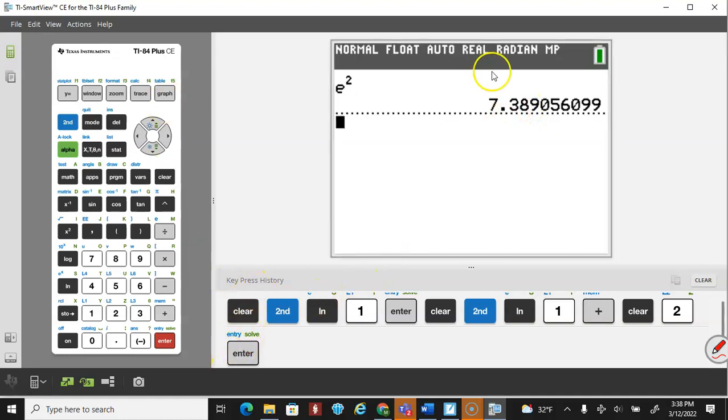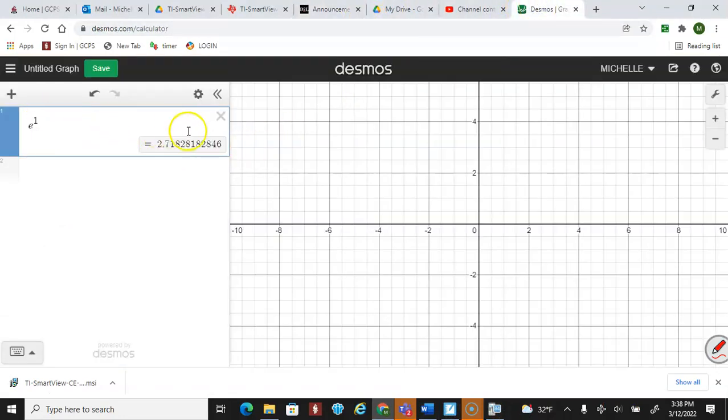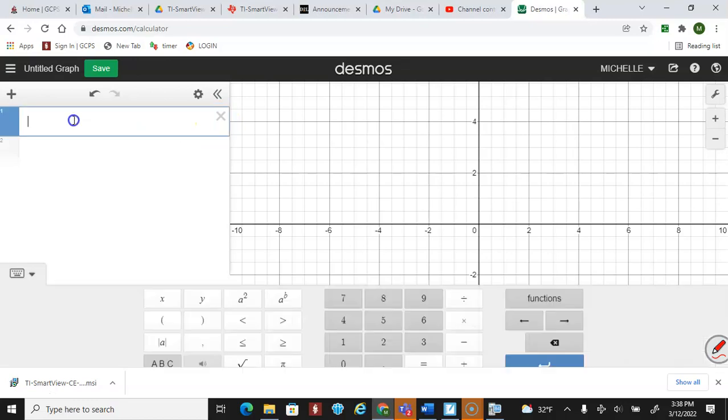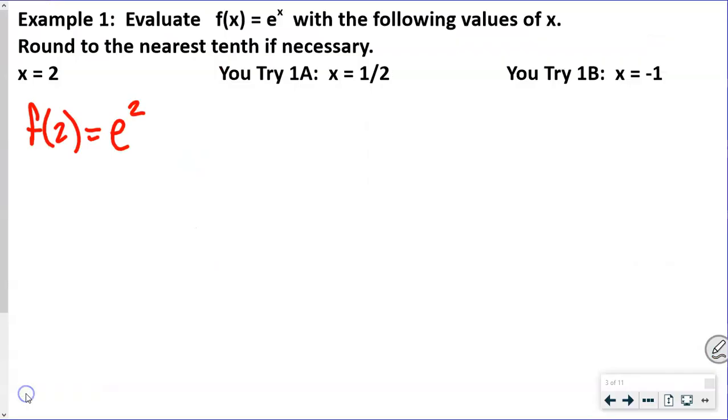Now I also want to show you in decimals. If I just type in e here and take that to the second degree, notice again, same number. Two ways to find it. So this is 7.4. Now I'd like you to do the other 2, okay?